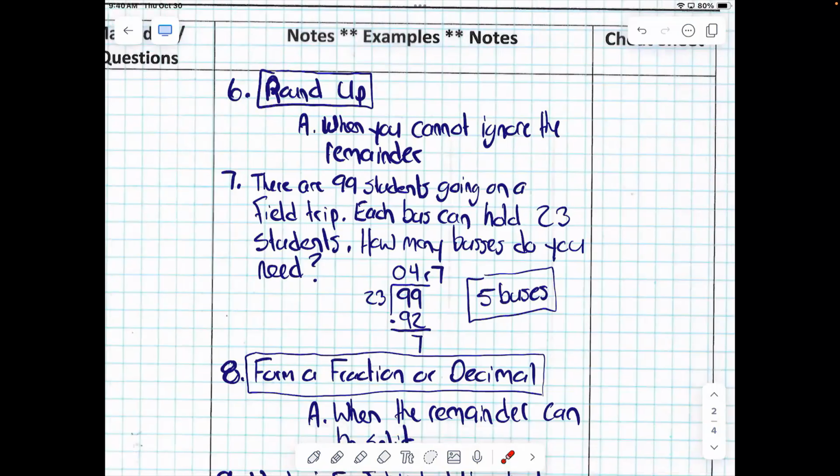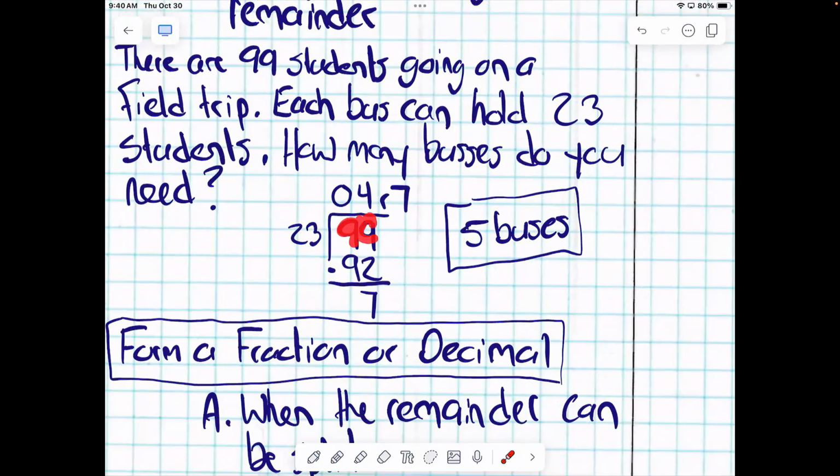Situation number 2, round up. We're going on a field trip. There's 99 of us. Buses hold 23 kids, right? I take my 99 kids, I divide it by the 23 that each bus can hold, I get 4 remainder 7. When I'm talking to the bus company person and they say, how many buses do you need? Do I say I need 4 remainder 7 buses?